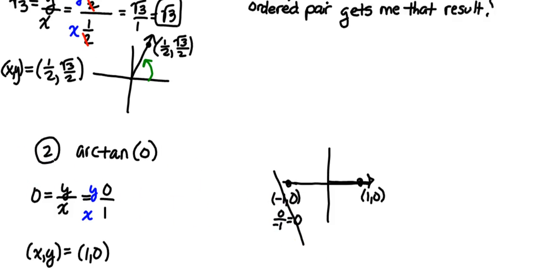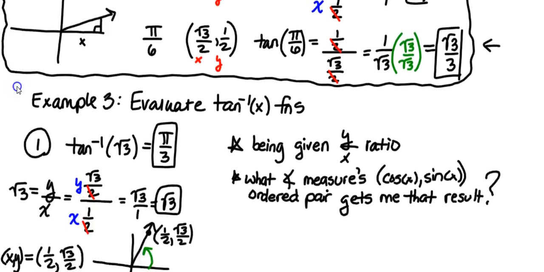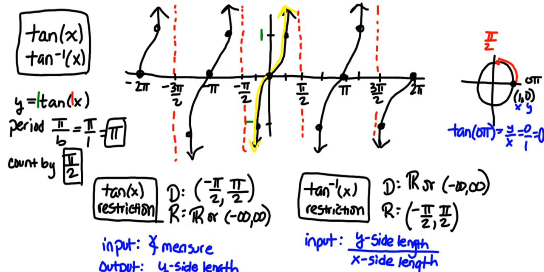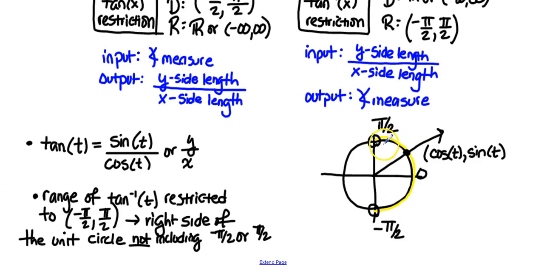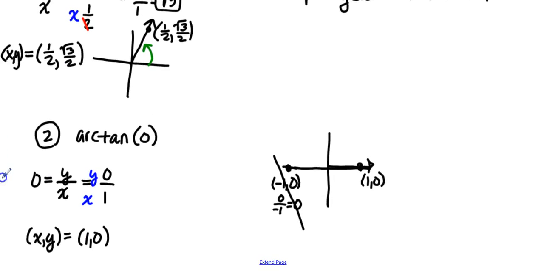Our restriction, if you look back at what we discussed right here, for tangent, or excuse me, inverse tangent, we are restricted to the right half of the unit circle. So even though this ordered pair does result in 0, it's on the wrong half of the circle, I can't use it. So that's how I know I'm right here. When I ask myself what angle measure is at this point, my answer is 0 pi or 0, whichever you choose.